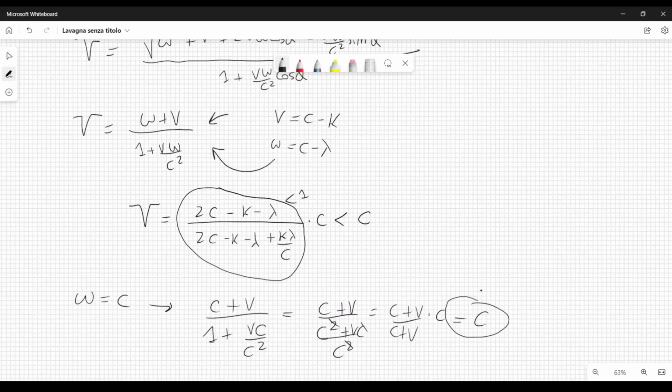So even if one of them is equal to c, the composition will give us something that is equal to the speed of light, which is correct, because if omega is equal to c, it means that that point is moving with the speed of light. And that point should also move with the speed of light with respect to the other system, in this case the system uppercase K.